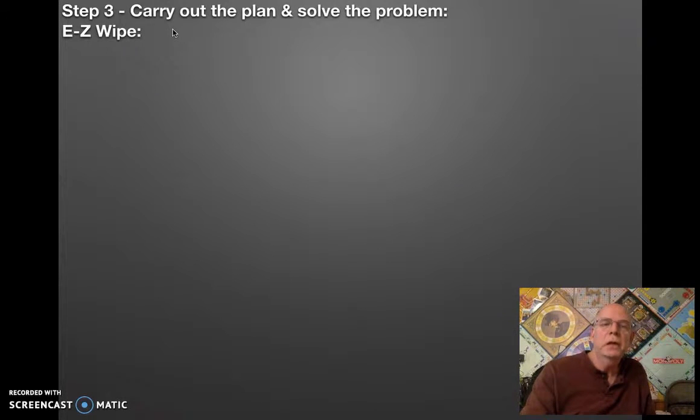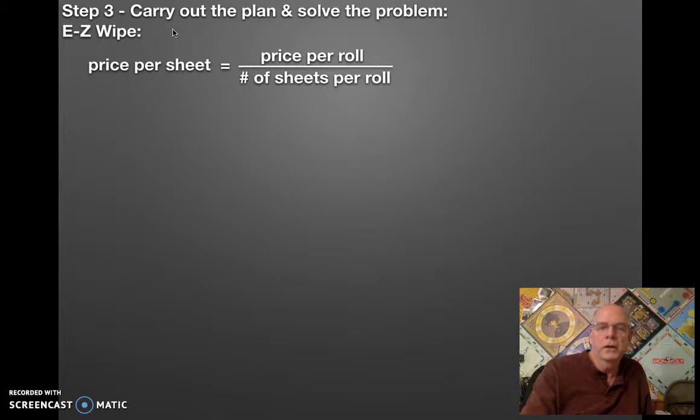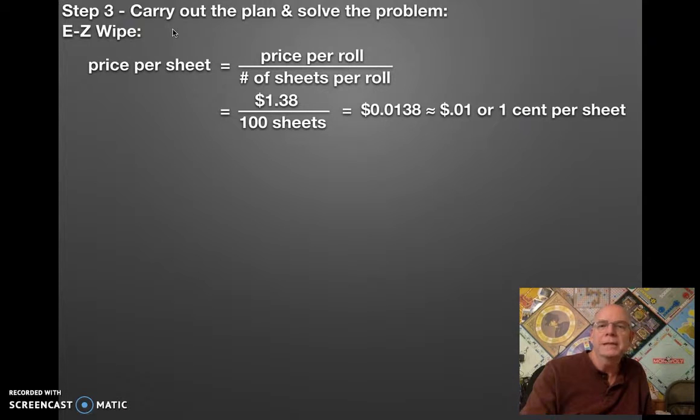So step 3, let's use that plan, carry it out, and solve the problem. So for Easy Wipe, let's calculate how much it costs per sheet. To do that, we would need how much it costs per roll and divide it by how many sheets are in a roll. And so that would be $1.38 for the Easy Wipe divided by 100, which gives us 0.0138, or about 1 cent per sheet, approximately.